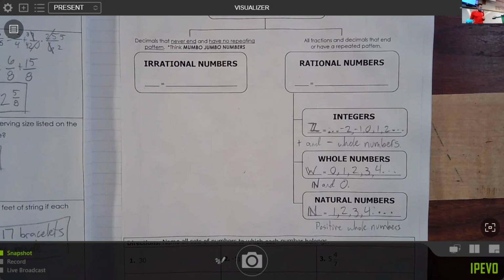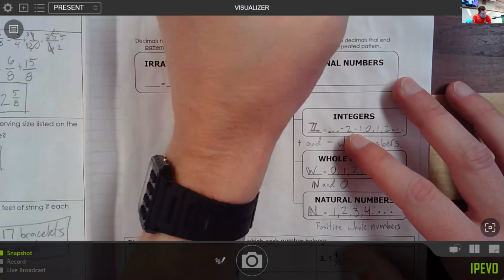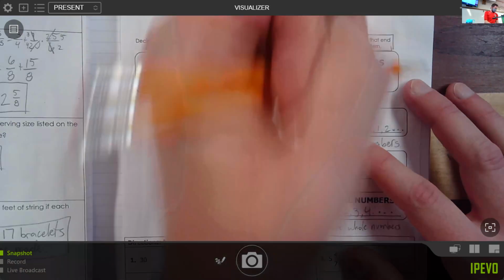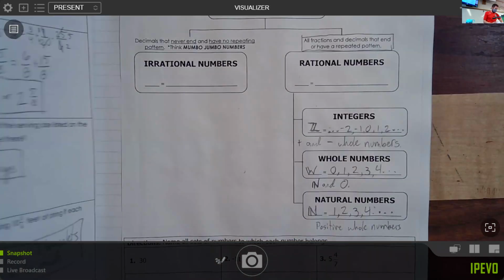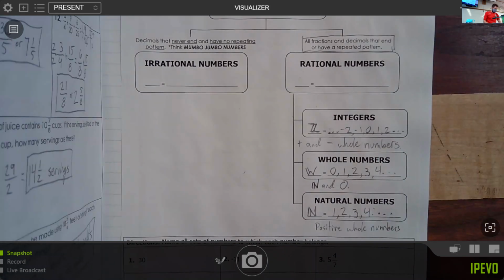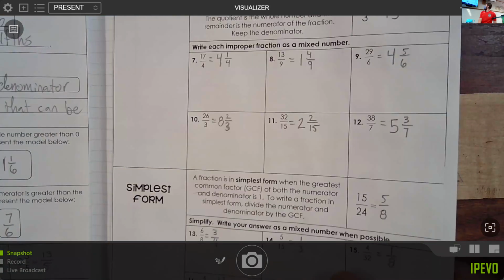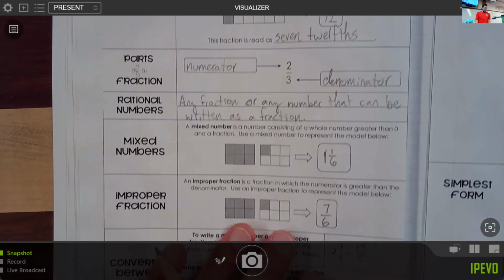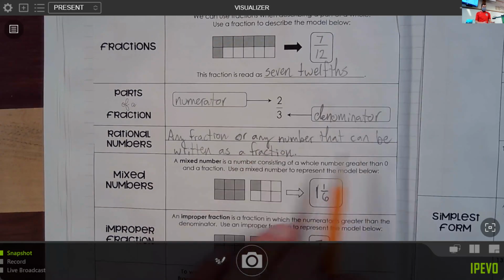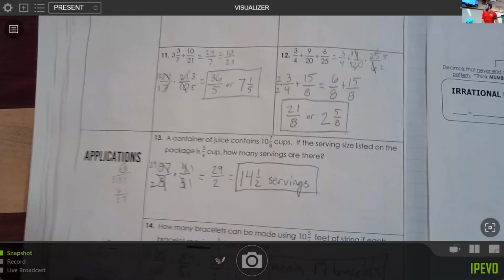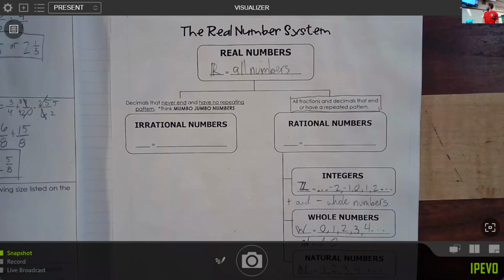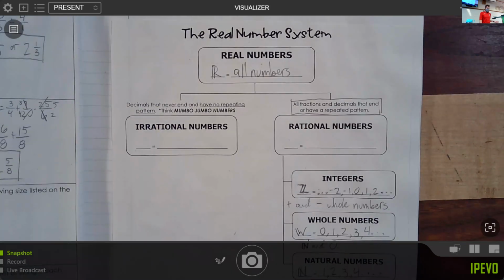And then rational numbers. There's a definition for those already. It's written right above where it says rational numbers. And we've actually seen this definition already. This definition was, I think, back in our first day of fractions. Yeah, there it is. We already have a definition for this. Any fraction or any number that can be written as a fraction. And so this definition is a little bit more specific. It says all fractions and decimals that end or that have a repeated pattern.